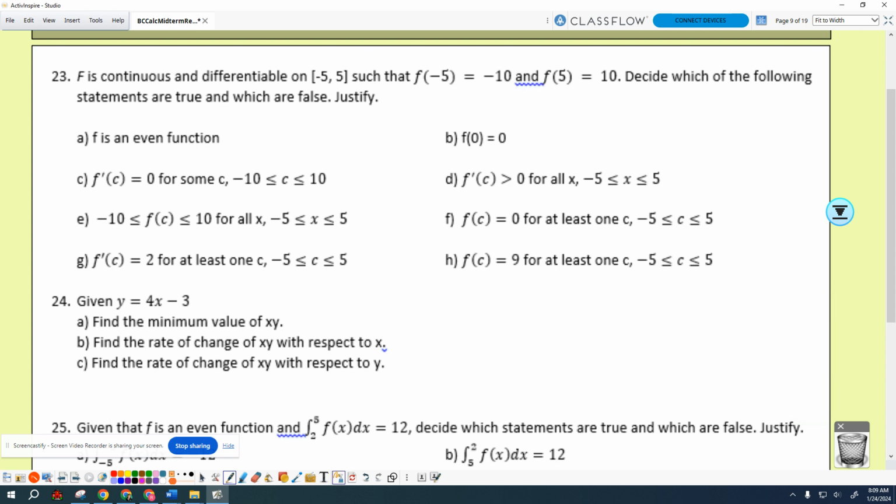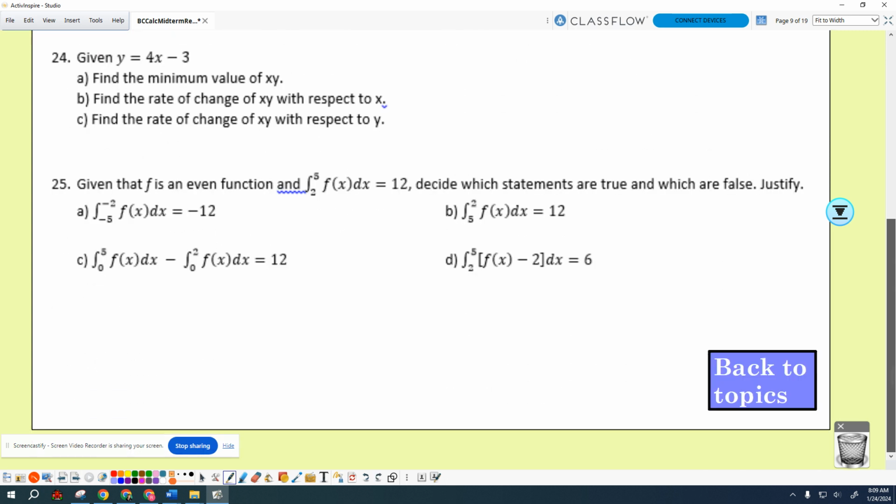All right, so you asked about A and B? I meant number 24. Oh. Okay, never mind. Moving on.